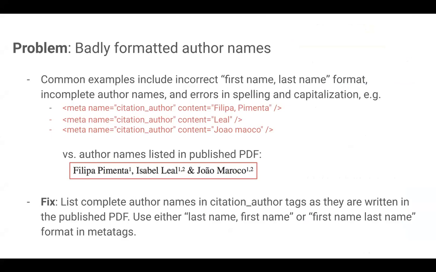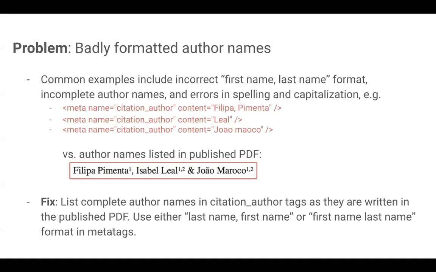Slightly less commonly, although we do come across this quite a bit, are badly formatted author names. So when author names in the citation author meta tags don't match the author names in the published PDF, this is another red flag for the Scholar indexing system. So here in the red meta tags, you see a few different examples of common author name errors. All of these will break indexing.